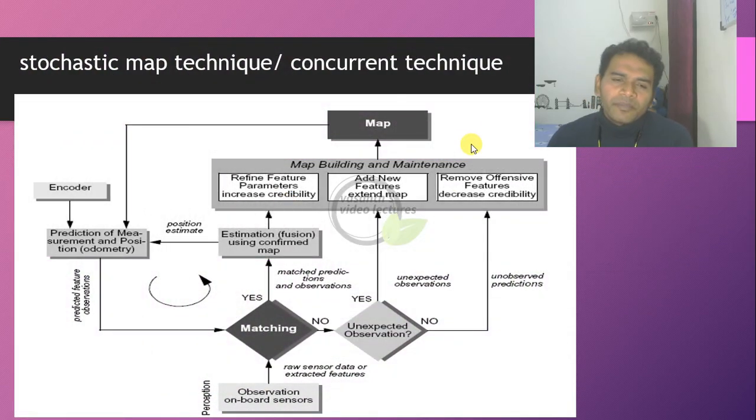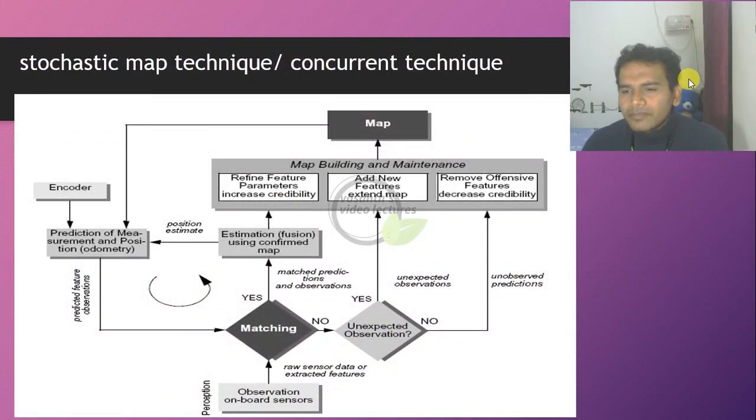Let us check what happens in the stochastic map technique, which is fundamentally used in any typical SLAM based application. That means you have a map, and this map is being developed by certain inputs. Let us start with the fundamental part of SLAM. You have an encoder, which gives you some data that it predicts, and it is matched with your onboard sensors. Upon fusion, you will get some data. That fused data will be refined so that the credibility, the trustworthiness of your position, is higher.